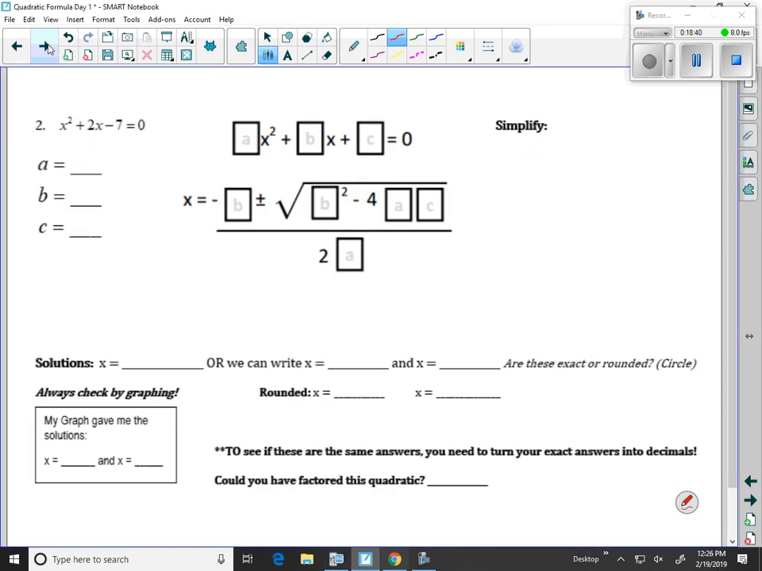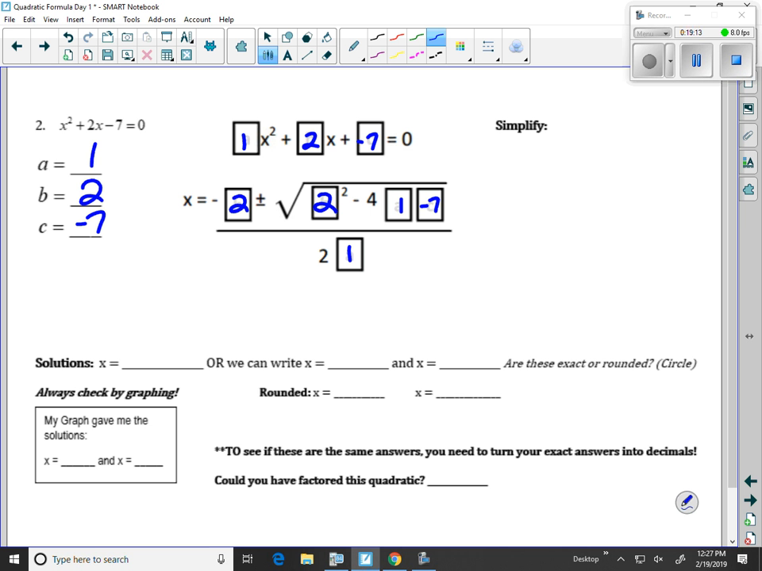Okay, number 2. What's our A? A is 1. What's our B? And our C? Make sure we bring those negatives. So A is 1, B is 2, C is -7. So fill in our B. Our B is 2. A is 1. C is -7.